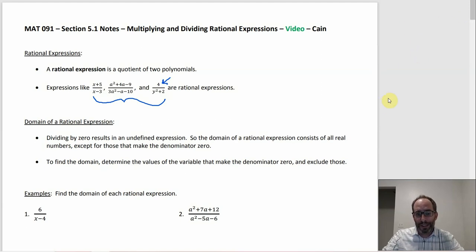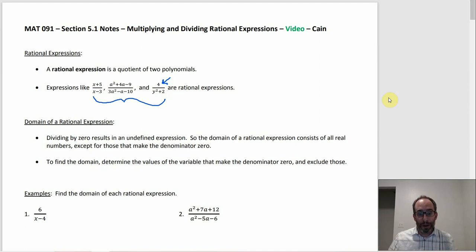And I know it says this section is about multiplying and dividing, and we're going to get there. But the first thing is about how to get the domain of a rational expression, because this is a new concept that we haven't had. With polynomials, you can sub in any real number you want for the variable, and you'll be able to simplify it. You want to sub in an integer, a fraction, a radical, everything's going to work.